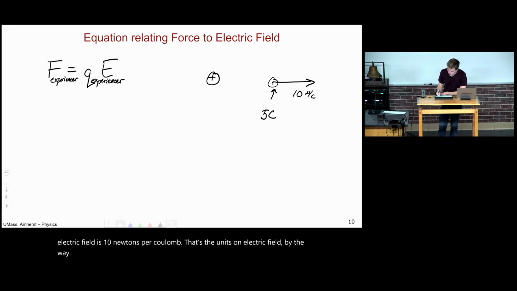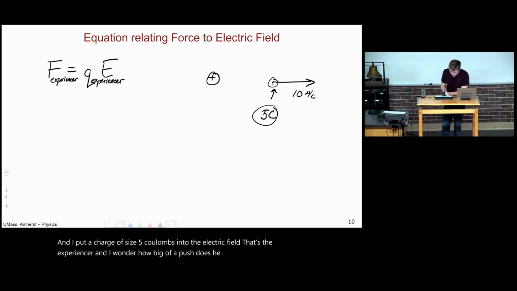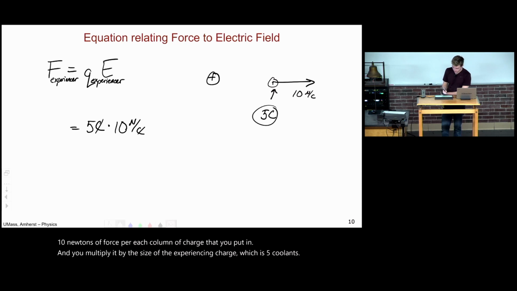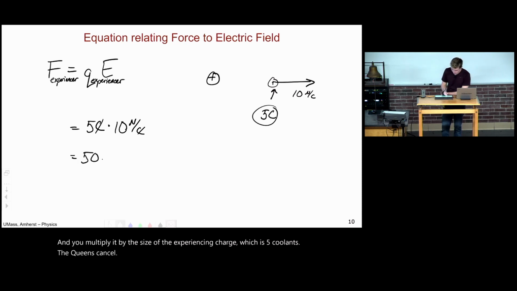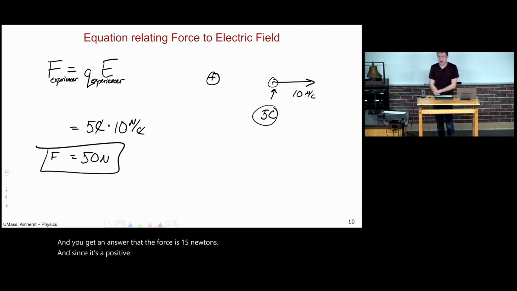And I put a charge of size 5 coulombs into the electric field. That's the experiencer. And I wonder how big of a push he feels? The answer would be you take the 10 newtons per coulomb, 10 newtons of force per each coulomb of charge that you put in, and you multiply it by the size of the experiencing charge, which is 5 coulombs. The coulombs cancel, and you get an answer that the force is 50 newtons. And since it's a positive charge, you know the direction of that force is just in the same direction as the electric field.